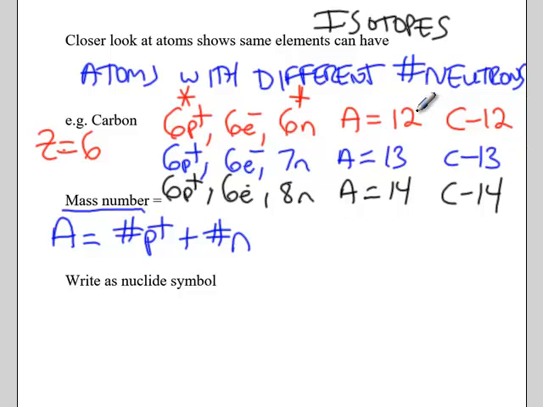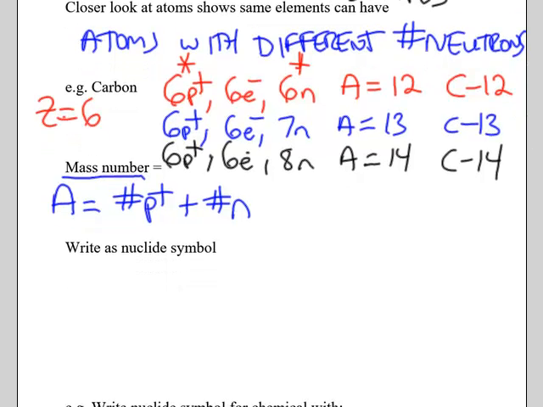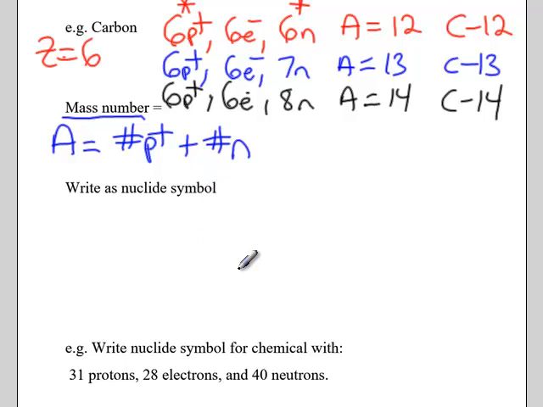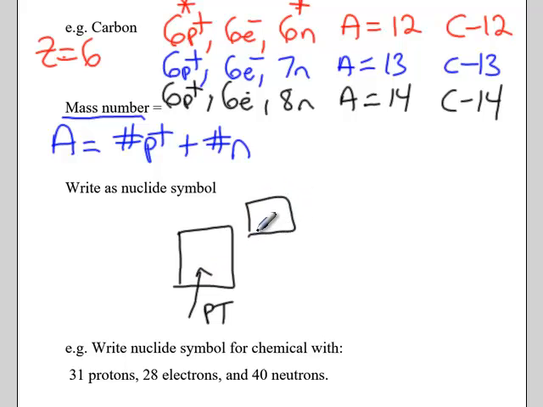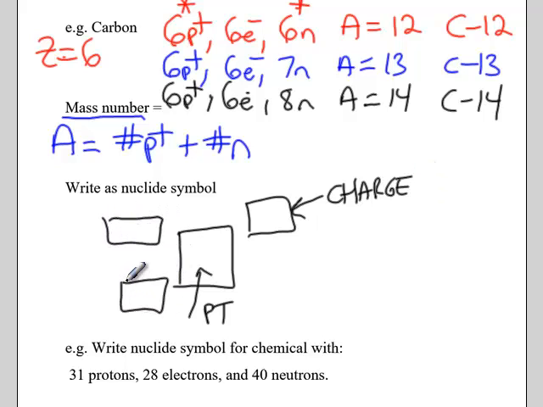Writing it out this way doesn't give us as much information as what's called a nuclide symbol. The nuclide symbol has 4 parts to it. The main part is the symbol from the periodic table, and then we have a superscript to the right, which we've seen before. That's the place where we put the charge. But then we also have a superscript to the left and a subscript to the left. The superscript is where we put the mass number, and the subscript is where we put the atomic number.